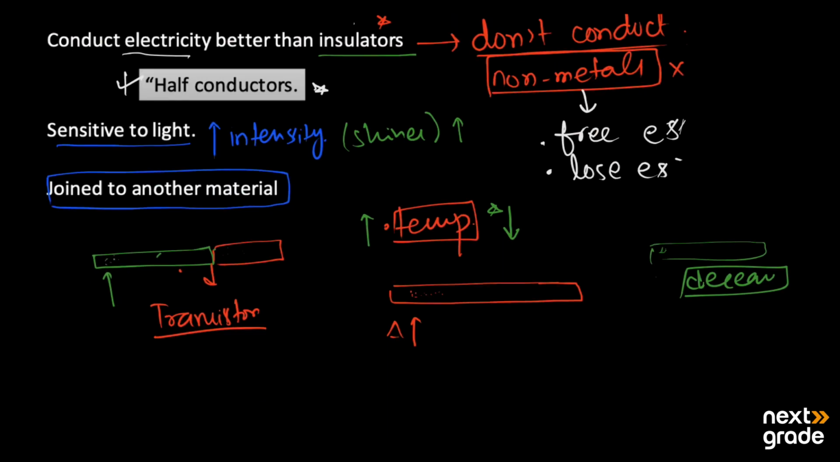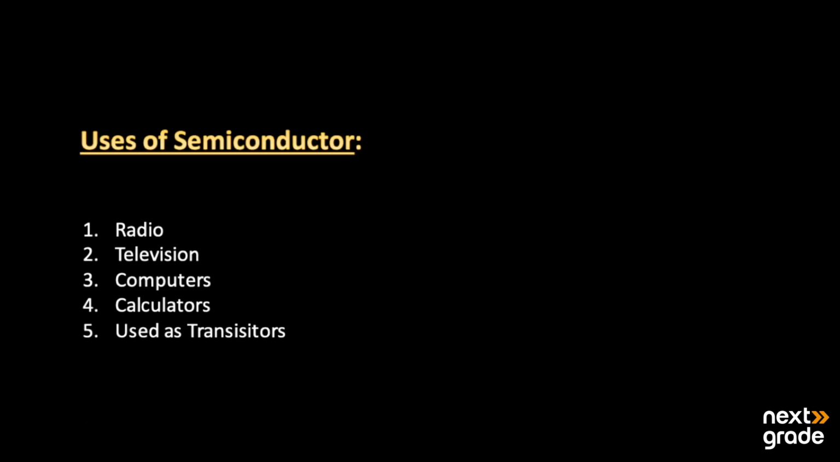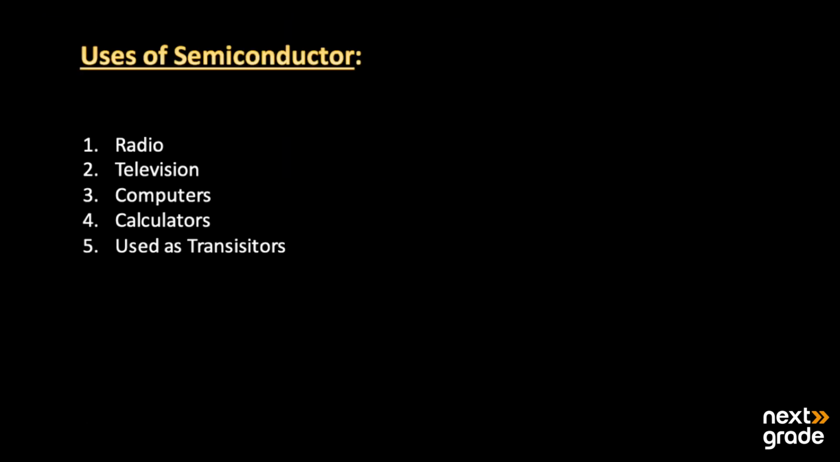Now, what are the main uses of semiconductors? They are used in many ways. The first use is in the manufacturing of radios. Then they are used in the formation of televisions, like small transistors. They are used in computer chips, like germanium and silicon microchips. They are also used in calculators. And the last use is as a transistor.